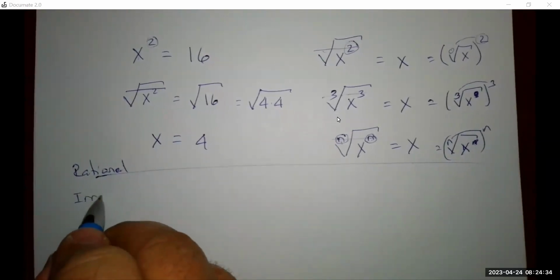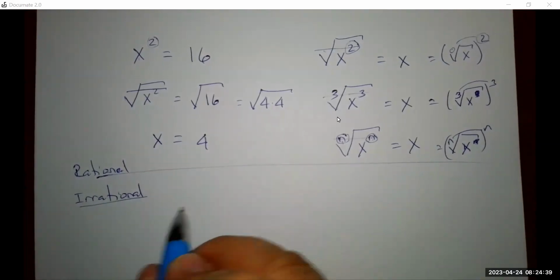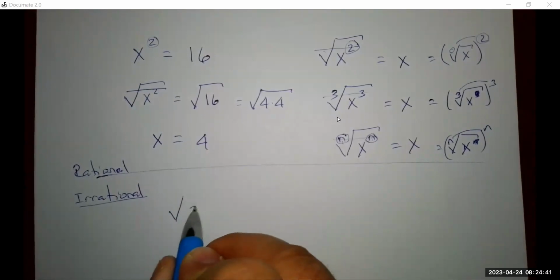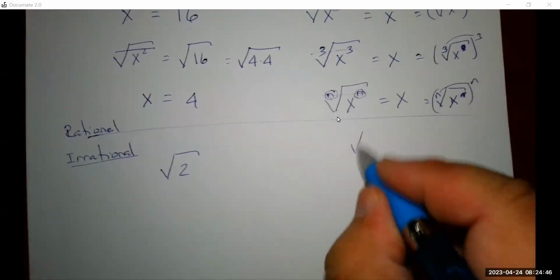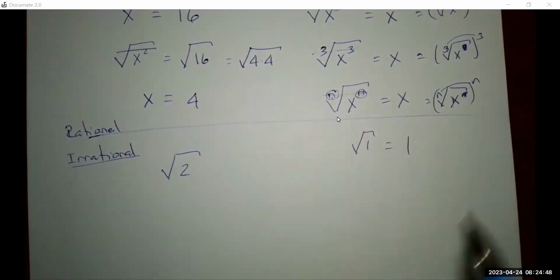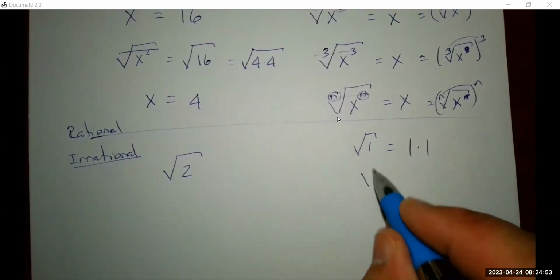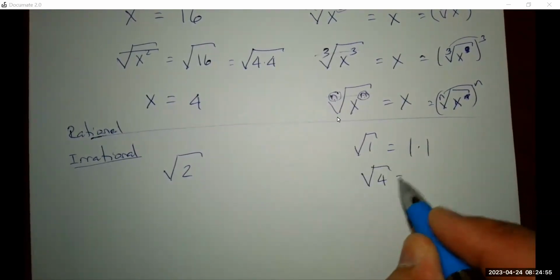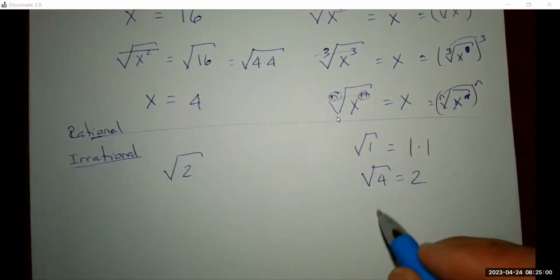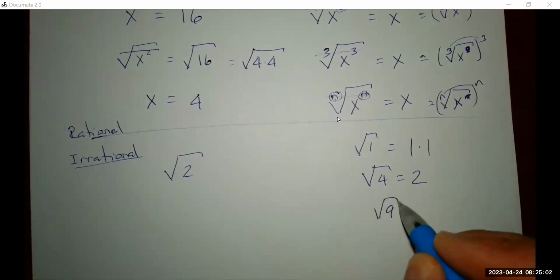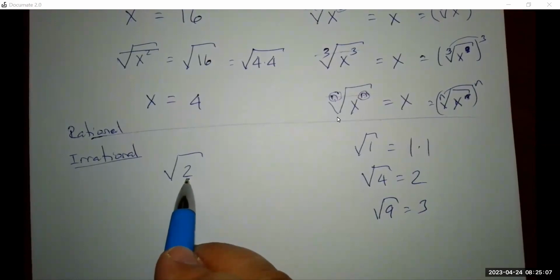Let's look at irrationals. For example, the square root of 2 is usually the first example. Because we know the square root of 1 is 1, because 1 times 1 equals 1. The square root of 4 is 2, because 2 times 2 is 4. And the square root of 9 is 3, because 3 times 3 was 9. But what is the square root of 2?